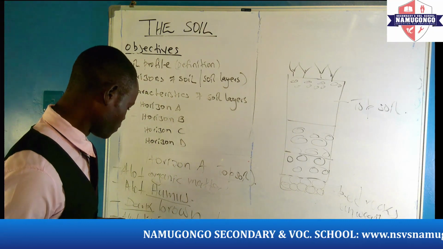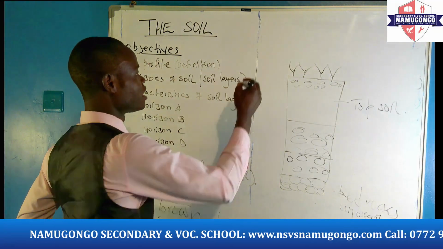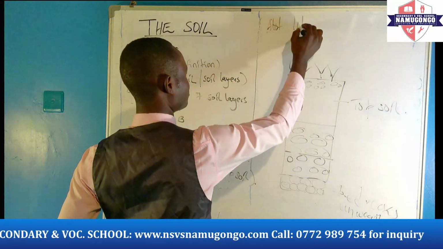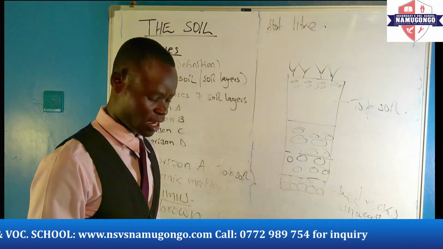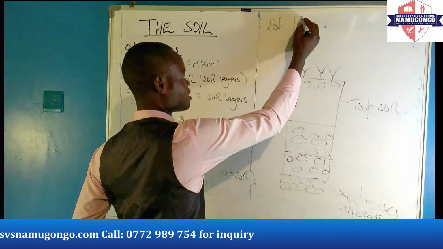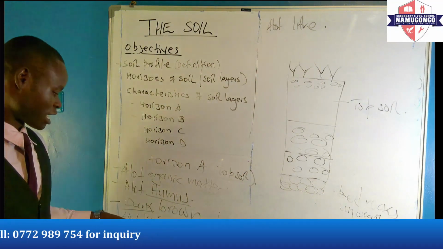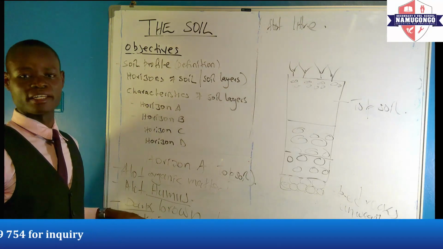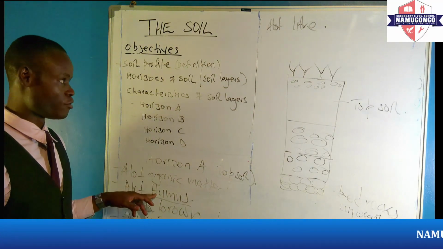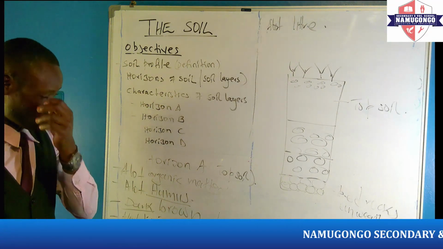Then also, this topsoil is characterized by having a lot of litter. The litter is coming from the plants. So it contains a lot of litter, which is later decomposed by living organisms to form the humus, and the humus supports plant growth.